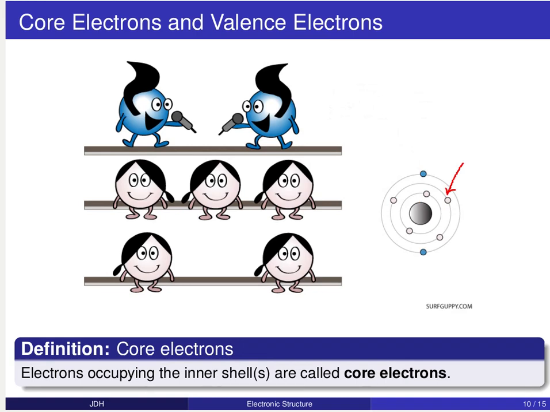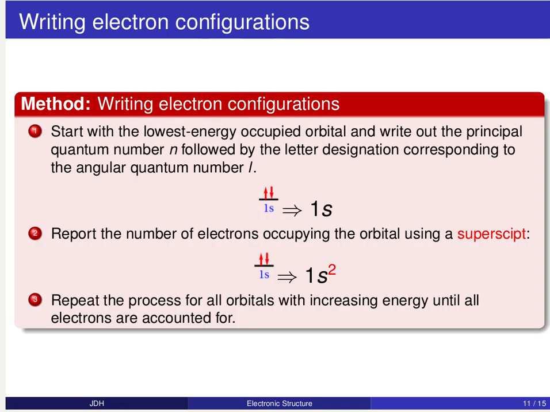So anything inside of that outermost shell is a core electron. There can be multiple shells of core electrons, but there's only going to be one highest energy shell of valence electrons. Okay, so what we're now in a position to do is start to write down the electron configurations for any arbitrary element. Of course, we've seen that energy diagram, and we're able to follow our three rules, namely the Aufbau principle, Pauli exclusion principle, and Hund's rule, to populate that energy diagram.